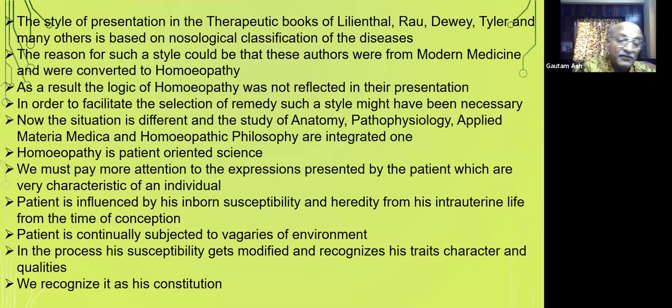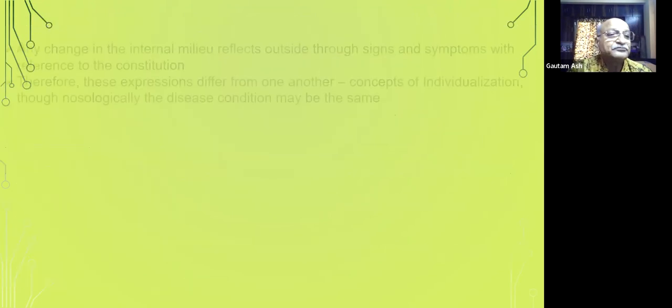Therefore, the dominant miasm comes. The changes of the symptomatology come. In the process, his susceptibility gets modified and recognizes his traits, character, and qualities. We recognize it as his constitution. That is the reason we always consider the constitution of a patient. What is the constitution? We study the constitution of each and every patient. We study the constitution of a drug, which is written or observed by giving drug proving.